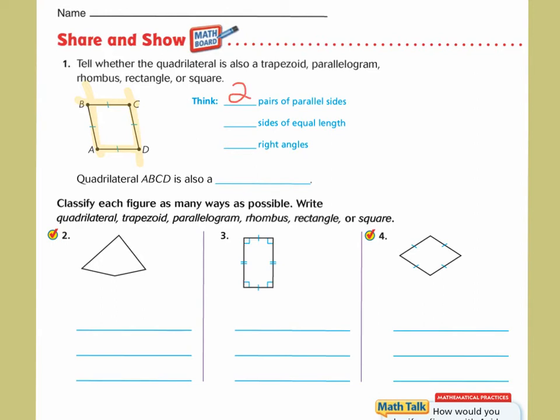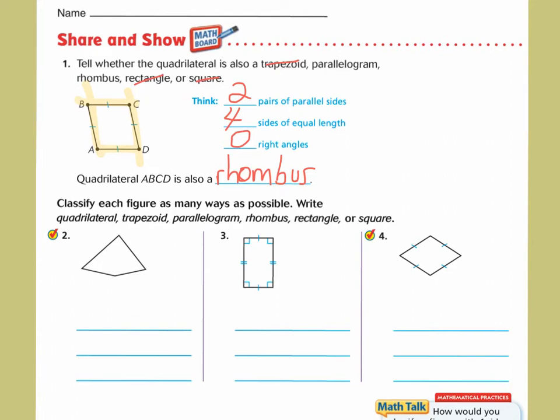How many sides of equal length? It would be 4. And how many right angles? It's 0. Because it doesn't have any right angles, I can get rid of square and rectangle. Because it has two pairs of parallel sides, I can get rid of trapezoid. And now I'm looking at the sides of equal length, and remember, a rhombus is like that slanted square where all four sides are the same length. So quadrilateral ABCD is also known as a rhombus. I'm just doing a process of elimination there, going through all the attributes.